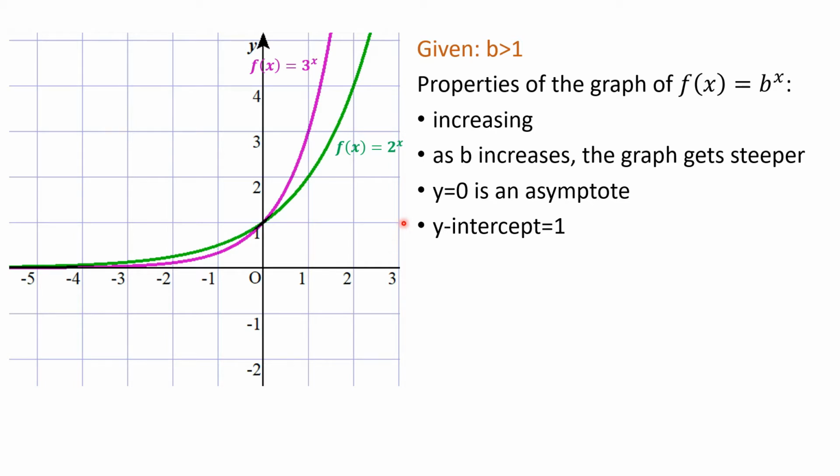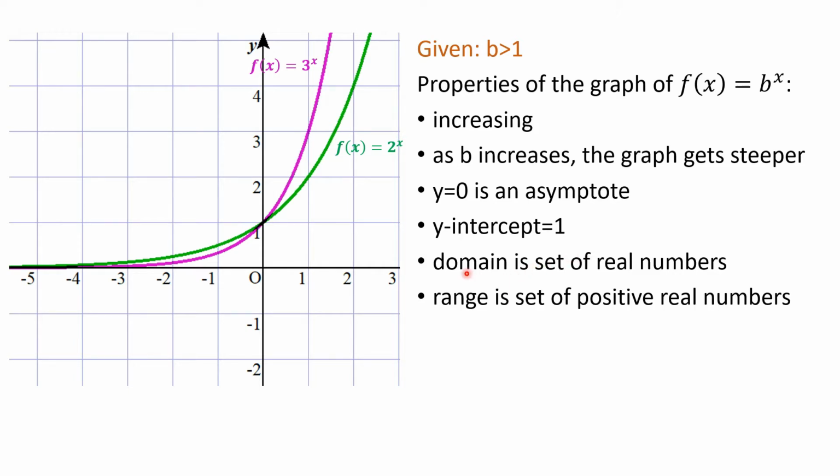Next property is the y-intercept is equal to 1. Notice that both curves touched the y-axis at (0, 1). So the y-intercept is always equal to 1. Next property, the domain is the set of real numbers. The domain is the set of possible x values. Notice that x may take any number. x may continue to decrease, and x may continue to increase. So the domain is the set of real numbers.